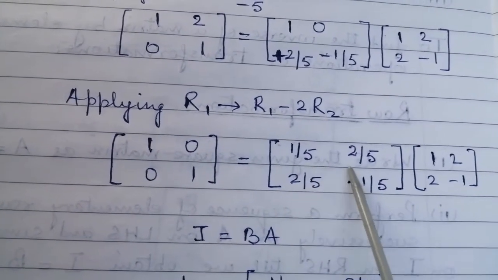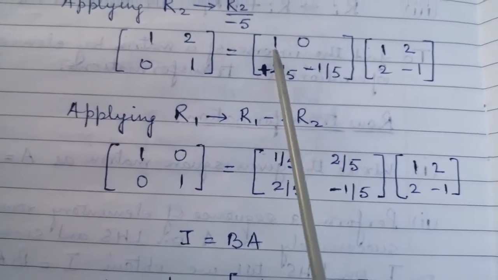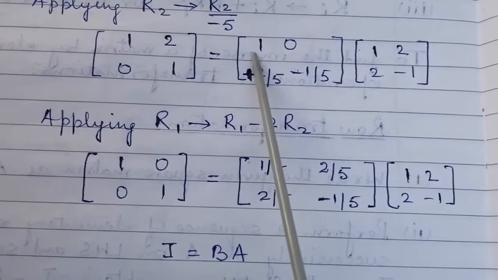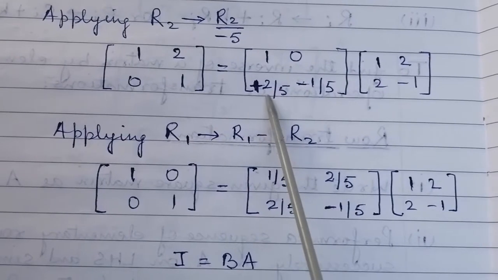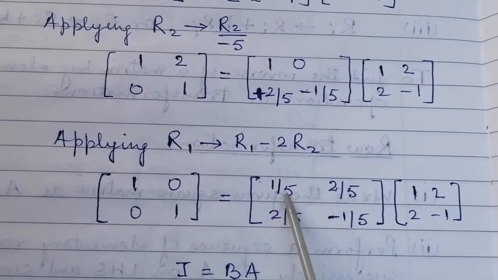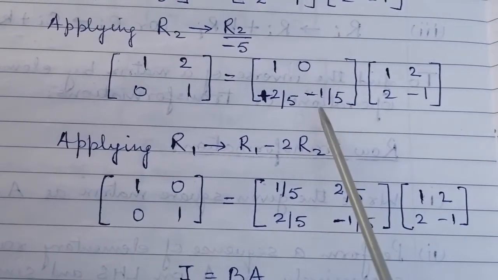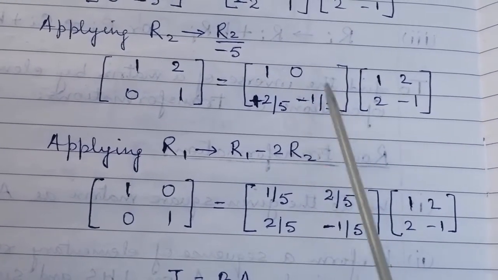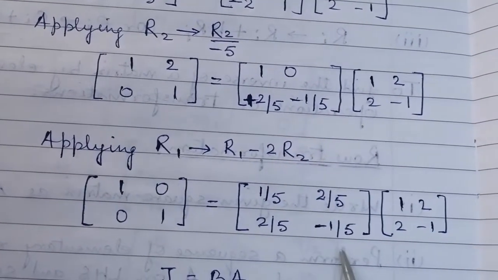Similarly here, R1 minus 2R2. On R1 we are applying R1 minus 2R2. So 1 minus 2 into this, that becomes minus 4 over 5. So if you take LCM, you will get 1 over 5. Similarly, R1 minus 2 into this, so 0 minus 2 upon 5 will be 0 minus minus 2 upon 5, which will be plus 2 over 5. This row R2 will remain as it is.